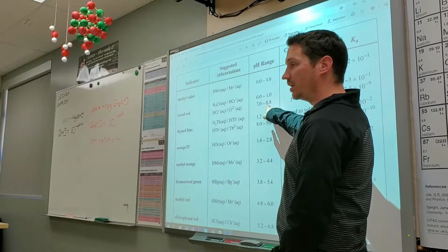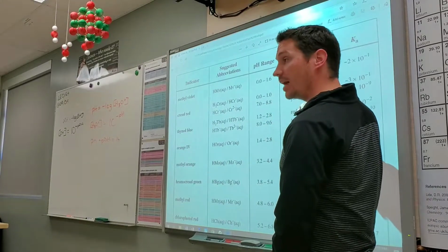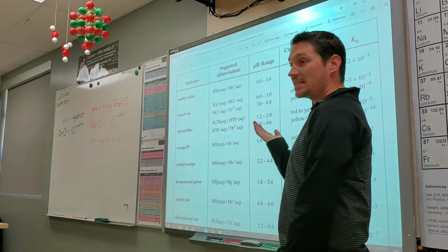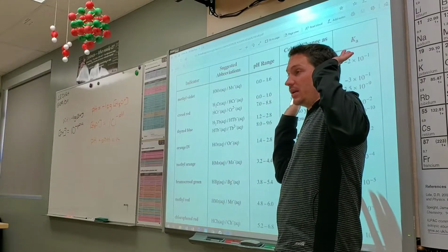All right, so what about at a pH of 9? What color would we be? We'd be past 8, right? So we would still be red. Does that make sense? Boom. All of a sudden we've learned basically everything that we need to know about indicators.